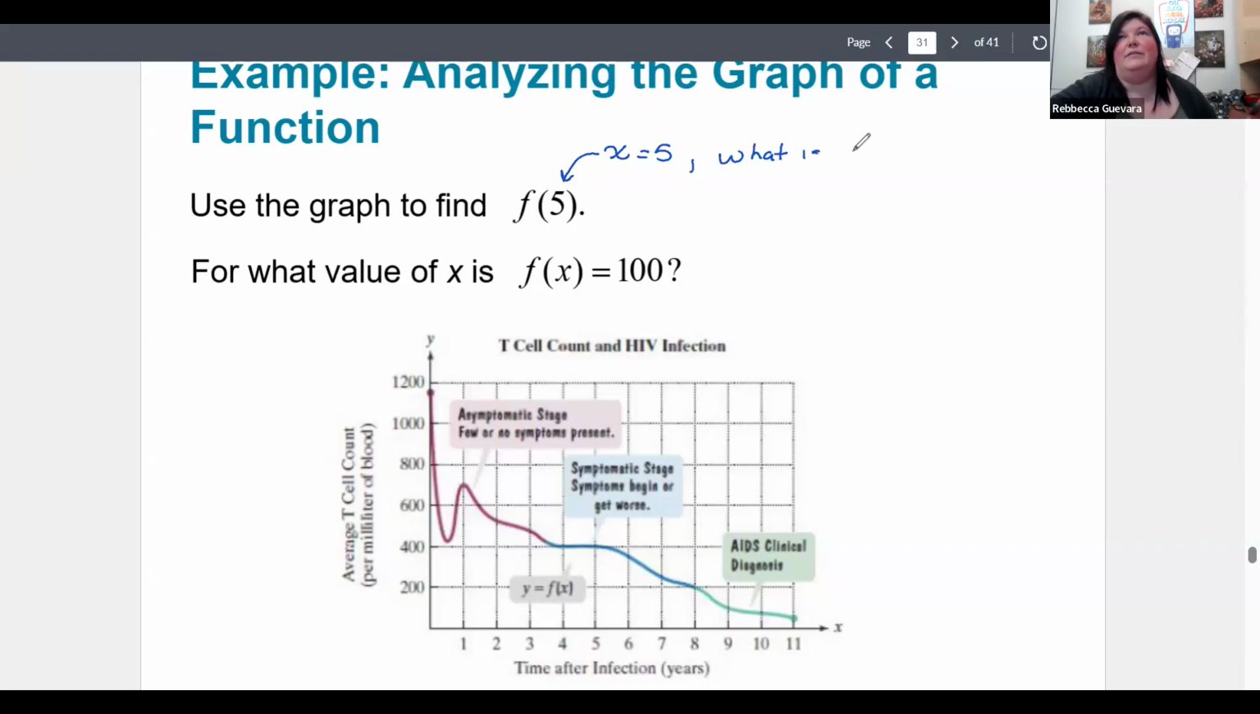So you want to know what is y? So we go down here and we look. Well, these are my x's, right? This is x is 5. So when x is 5, this is where we hit the graph. And what we see here is that y is going to be 400. So f of 5 is 400 cells per milliliter of blood. So it tells me that y is also going to be 400.